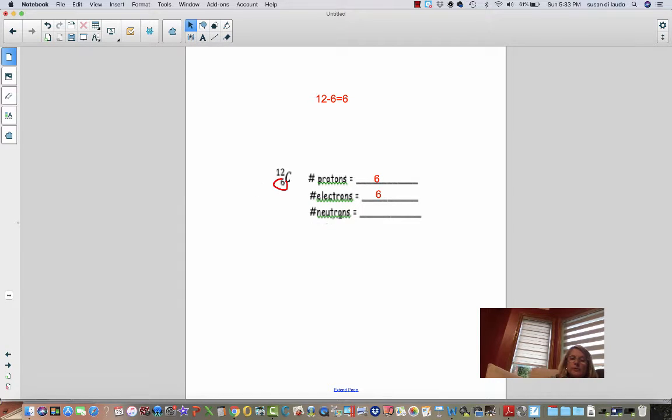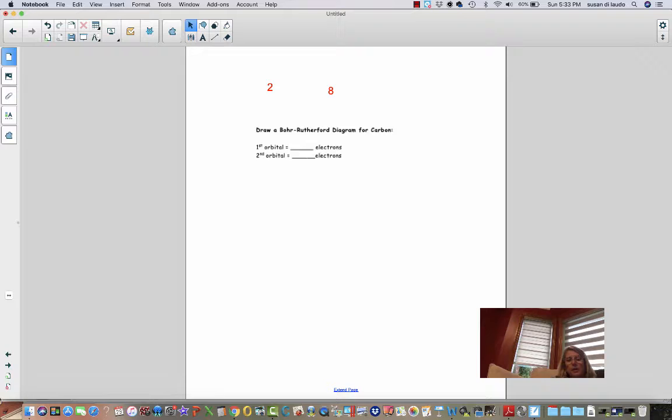And I can also figure out the number of neutrons. So remember we said 12 was the mass number. Remember the mass number is always protons plus neutrons. So if I know the protons plus the neutrons is 12, and I know that the protons are 6, then what I need to do is take the mass number minus the number of protons, and that gives me the number of neutrons. So now I have all the information I need to draw my Bohr-Rutherford diagram.